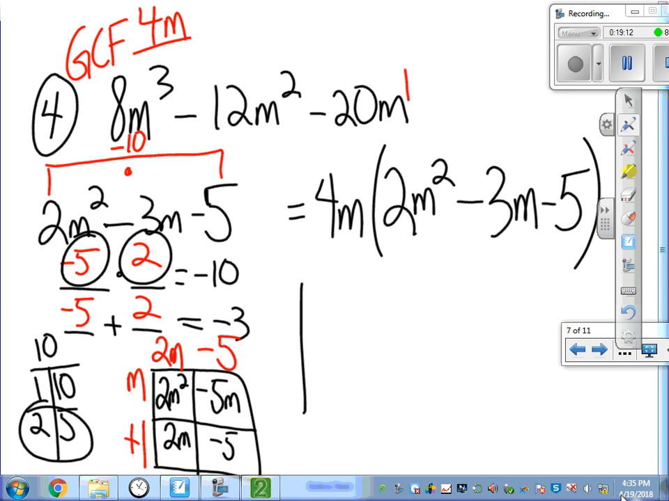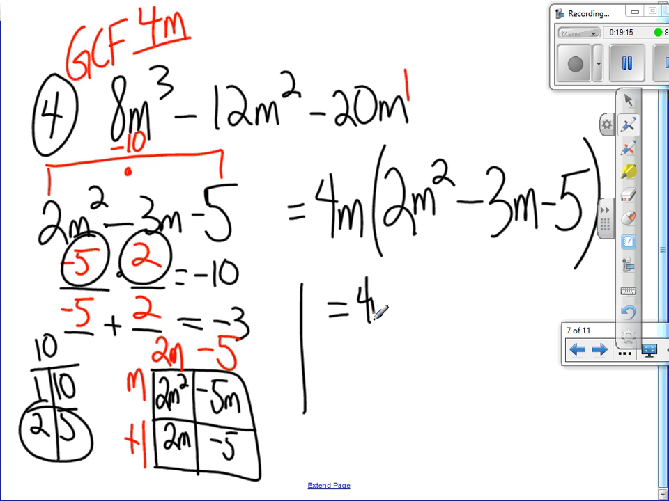What we just found is how the 2m squared business here inside the parentheses factors. The 4m, easy to forget about. Don't do that. Don't leave your child at the mall. That 4m is still part of the answer. Don't treat it like it's some kind of redheaded stepchild or something like that. You still need to include the 4m in your answer.